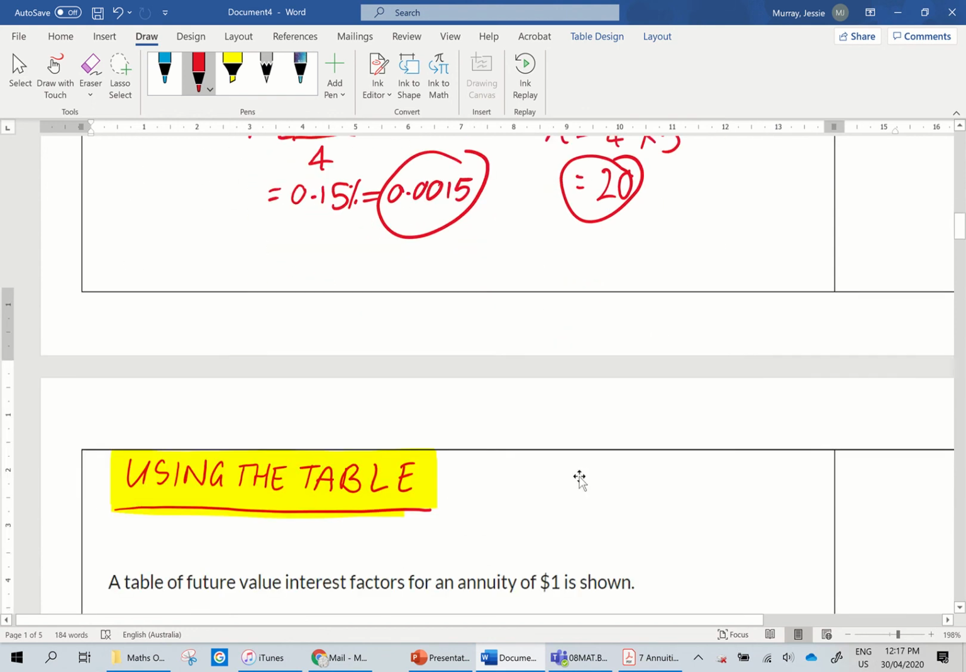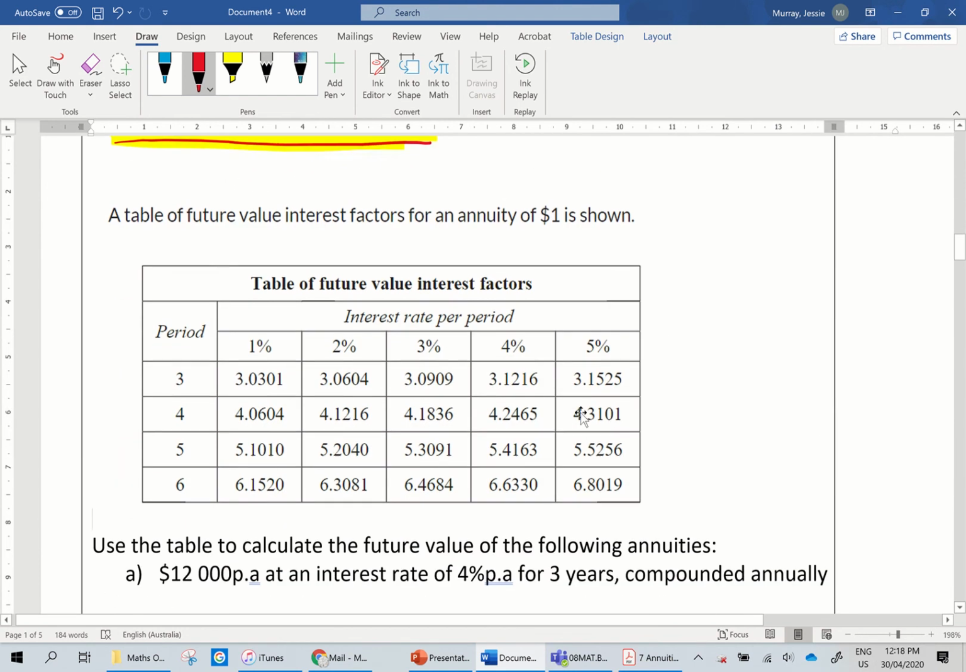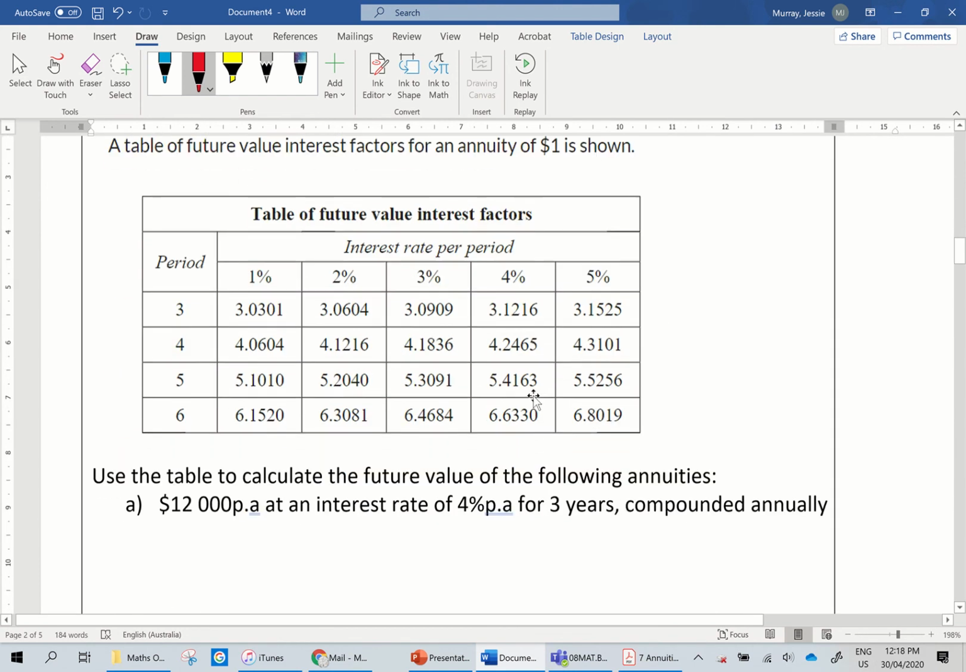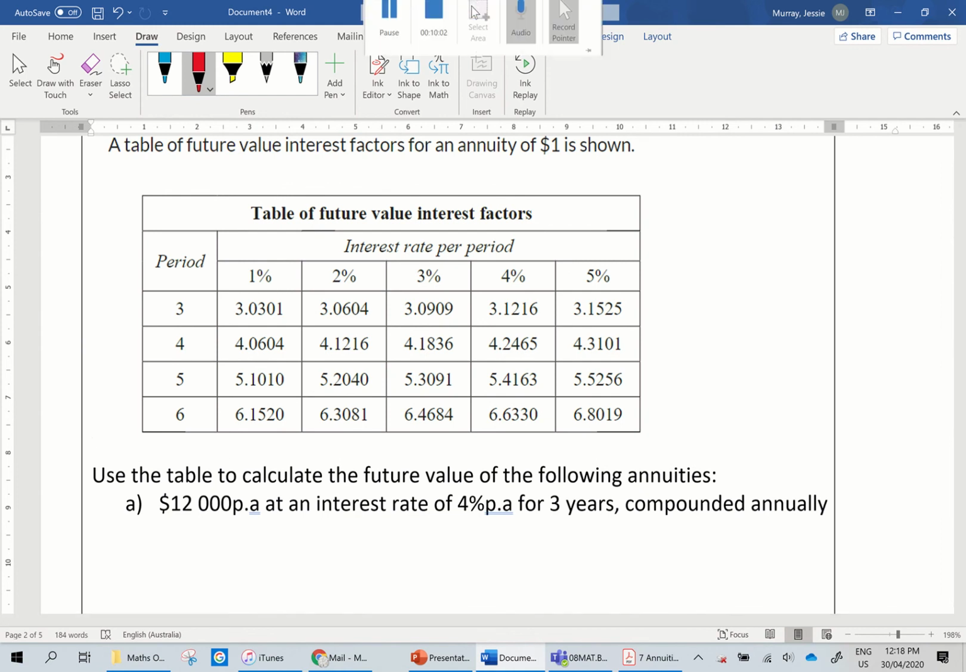So now let's look at all of this and how we use that idea in the table. The first question here says, use the table to calculate the future value of the following annuities. $12,000 per annum at an interest rate of 4% per annum for 3 years compounded annually. You say, okay, straight away I've got compounded annually, which means everything must be in years. Check, yep, that's in years, done, that's already in years, perfect.